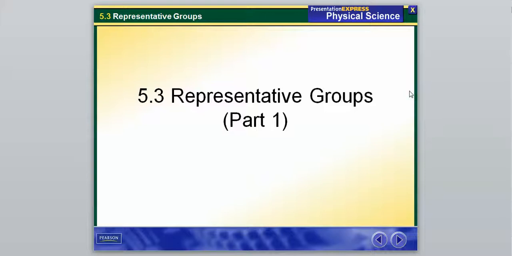We are starting the last section in Chapter 5. It's Section 3, and it's titled Representative Groups. This section is going to focus on the different groups, because remember what a group is in the periodic table, that are represented on our periodic table, why the different groups are located where they are, and why the groups are actually going to be maybe almost a better classification based off of properties. We're going to see more similarities going up and down than we are left to right.